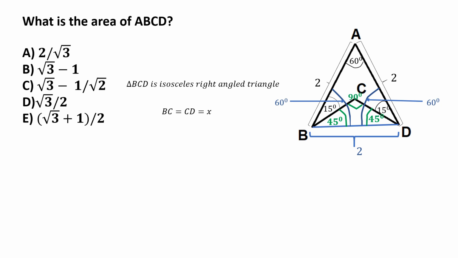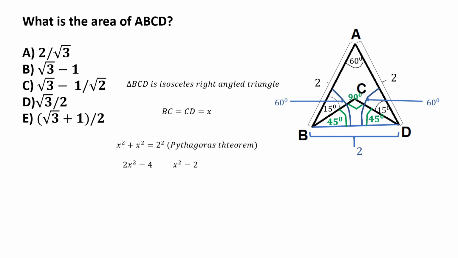Now, triangle BCD is not only isosceles, but it's also right-angled, so we can apply Pythagoras Theorem. The hypotenuse is BD, and the two legs of the right-angled triangle BCD are each equal to x. If you apply Pythagoras Theorem, we can write: x squared plus x squared is equal to 2 squared. 2 being the hypotenuse, the sum of the squares of the two legs of the right angle is equal to the square of the hypotenuse. So that's Pythagoras Theorem. From this, we obtain 2x squared is equal to 4, from which we have x squared is equal to 2.